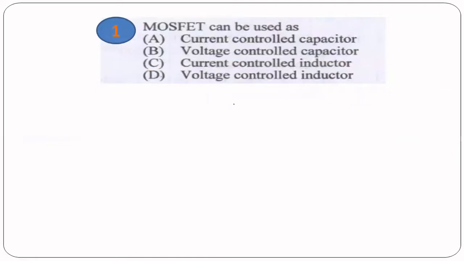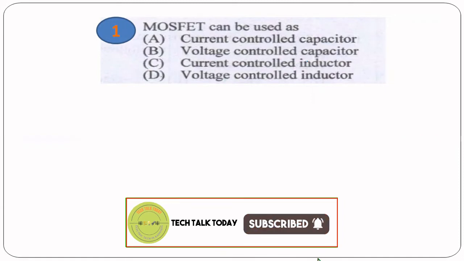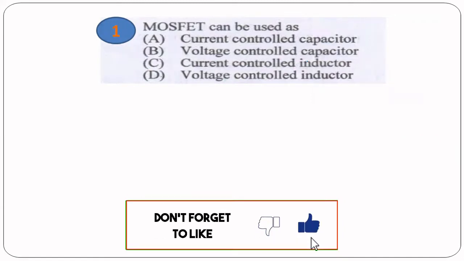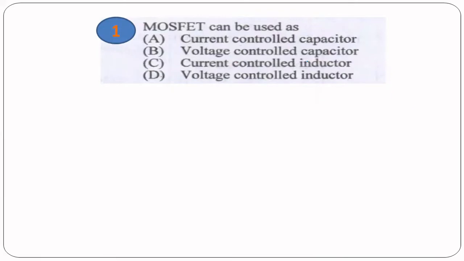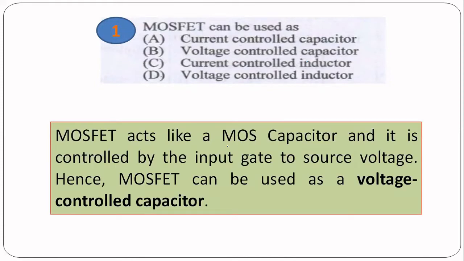So the first question is, MOSFET can be used as what? You can look into the options, whether it is a current controlled capacitor, a voltage controlled capacitor, or a voltage controlled inductor. Basically, a MOSFET acts like a MOS capacitor, and we also know that the MOSFET can be controlled by the input gate to source voltage.